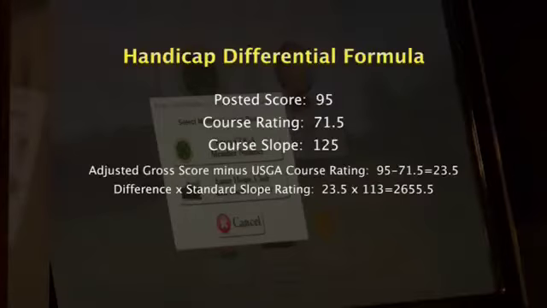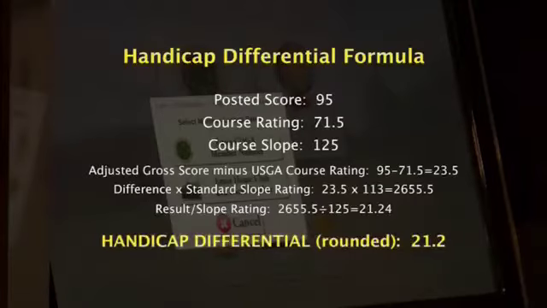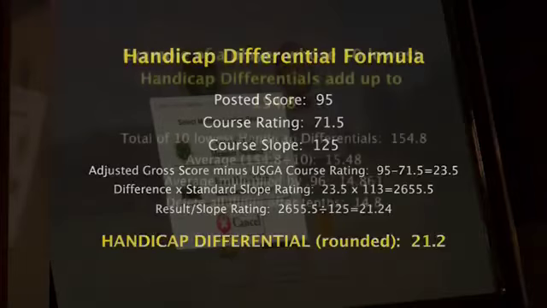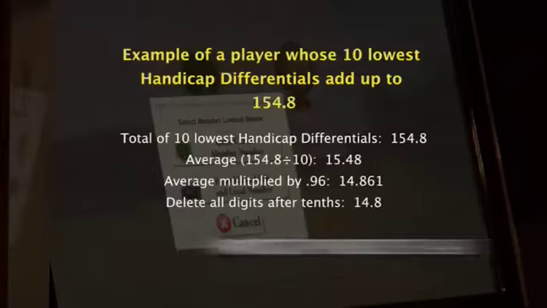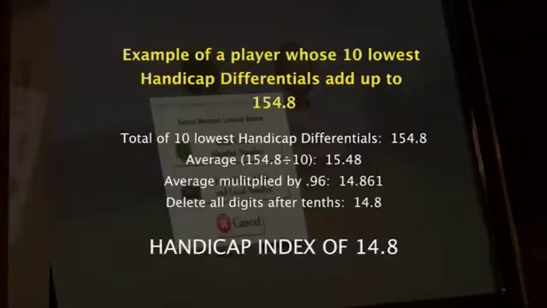This brings us to 2,655.5. Now divide this number by the actual slope rating of 125, and we arrive at the handicap differential of 21.2. Then the equation averages the 10 best of the last 20 differentials and multiplies that by 0.96. That lowers your handicap index even further, making your handicap more a reflection of your potential rather than your average.